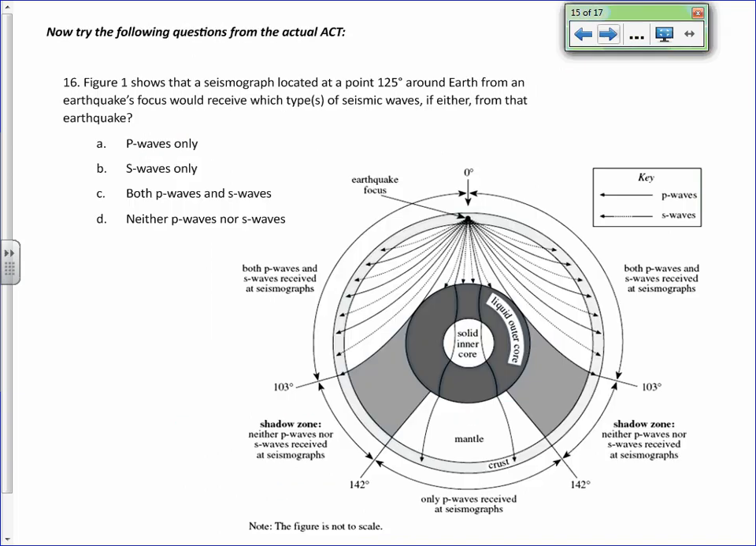All right, at this point, we have just 3 questions left, and you are good to go: 16, 17, and 18. If you're watching this video at home, now you want to pause and answer questions 16, 17, and 18. Good luck.